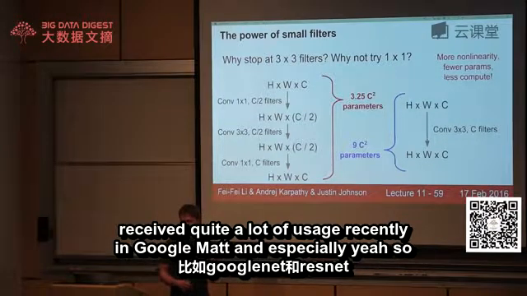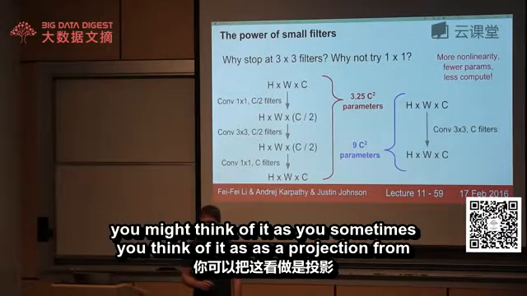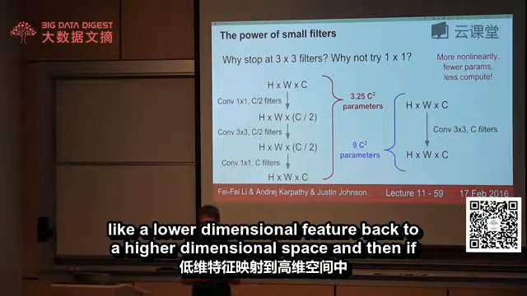Yeah? What's the point of the last 1x1? Like you have these columns of C/2 and you're just smearing the same information over. Well, those convolutions are learned. So sometimes you think of it as a projection from a lower dimensional feature back to a higher dimensional space.